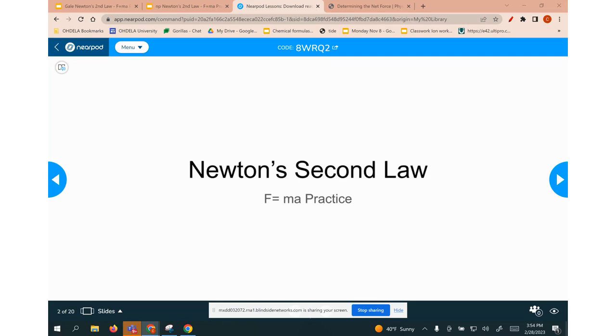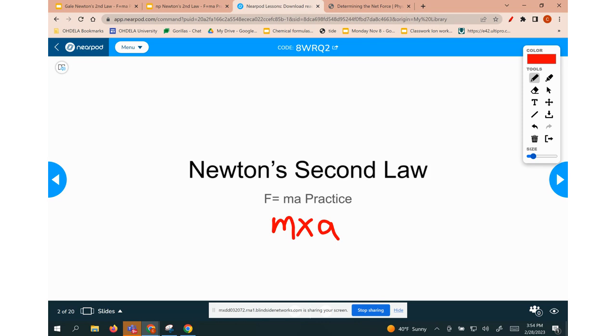All right. So we're going to do some practice with Newton's second law. Force is equal to the mass times the acceleration. So it's a simple formula: mass, when they're side by side, times acceleration. All right, force is measured in newtons. We use the letter N.